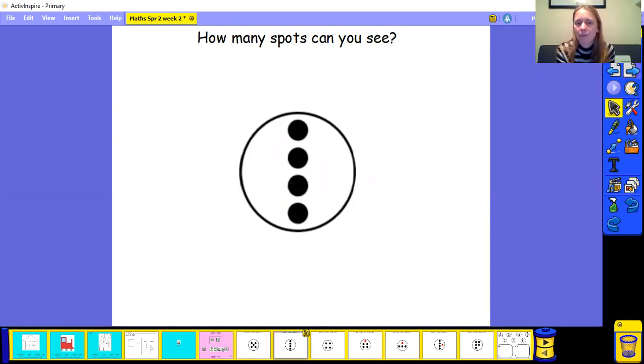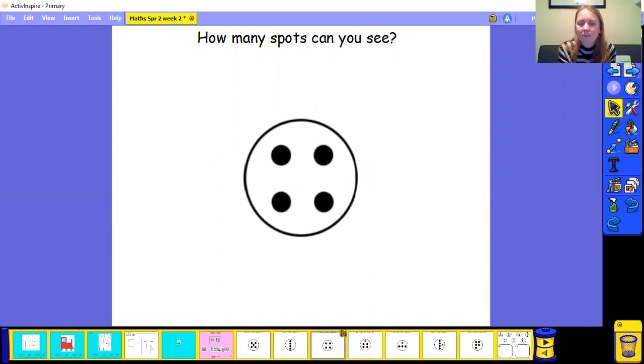What about here? That's right, we saw this one yesterday. It has 4 spots in a line. Try this one. Yes, this is 4 too. It's ordered in a different way and it looks like the holes on our Numicon piece, 4. And it also looks like the dots on a dice that represent 4.